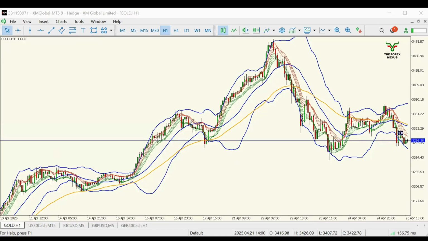So here you can see CST sell, re-entry, and drop. After that, continuing the bullish trend.